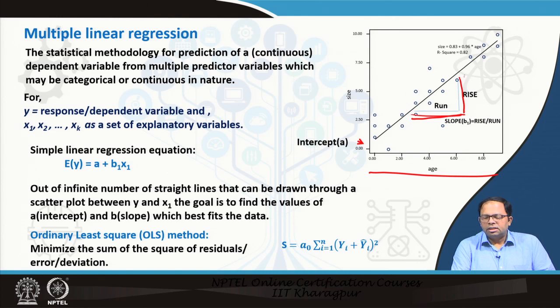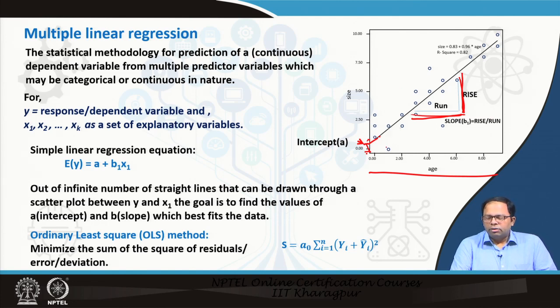This gives us the slope, and this value where the line meets the axis gives us the intercept. So, this is the regression equation, which basically means we are putting a straight line that goes the best way through the data points in this scatter plot. So, we first do a scatter plot between size and age, and then try to fit a line which best matches this spread of data points.